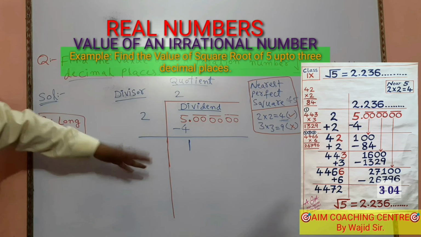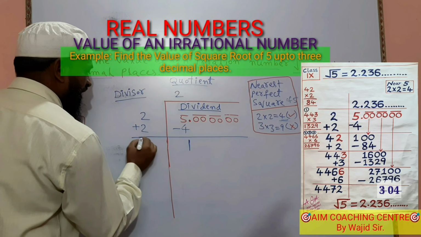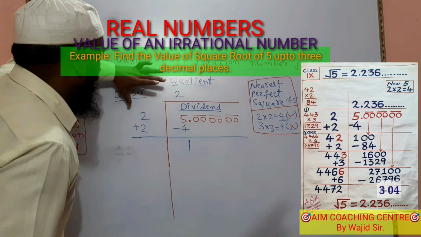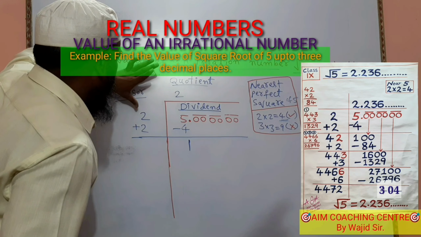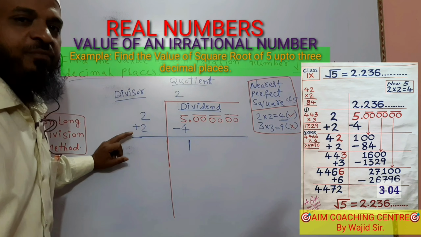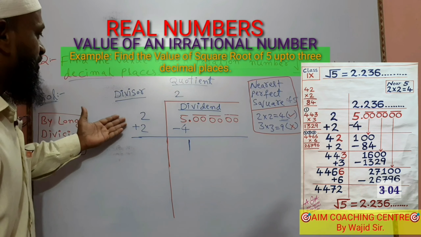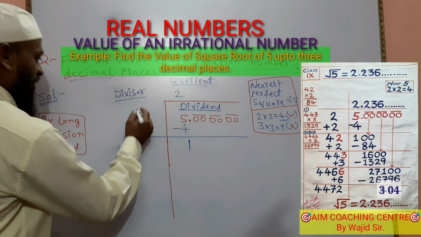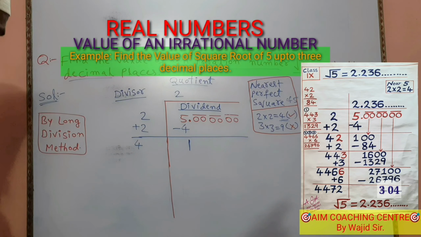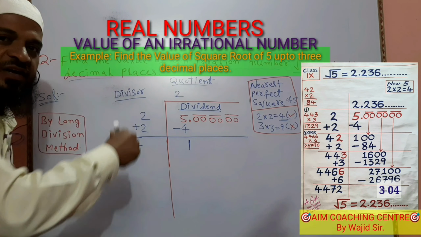For the next step, we have to add 2 to the divisor to get the next divisor. Why are we adding? We took 2 in the divisor and 2 in the quotient, so we add the same number 2 for the next divisor. 2 plus 2 is 4. Now we have 1 in the dividend and 4 in the divisor.